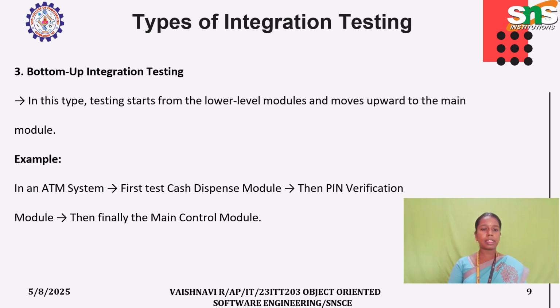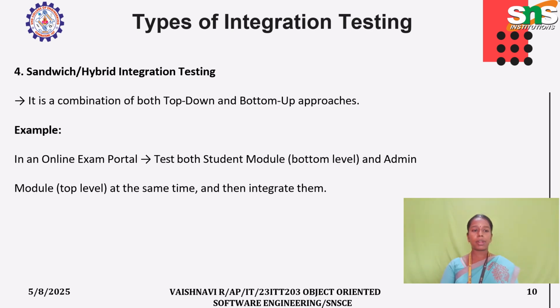Third one will be the bottom-up integration testing. In this testing, the testing starts from the lower level module and moves up to the main module. Example, in an ATM system, the first test case is the dispense module, then the pin verification module, and then finally the main control module.